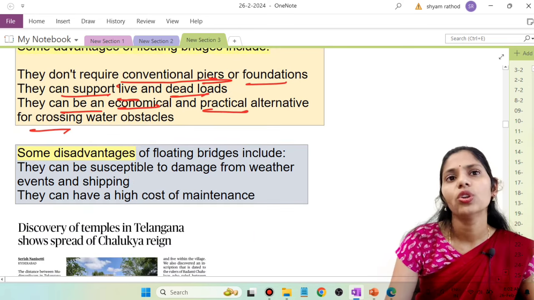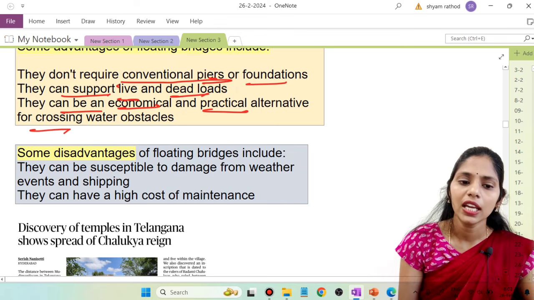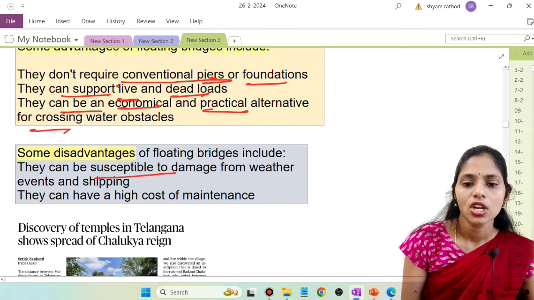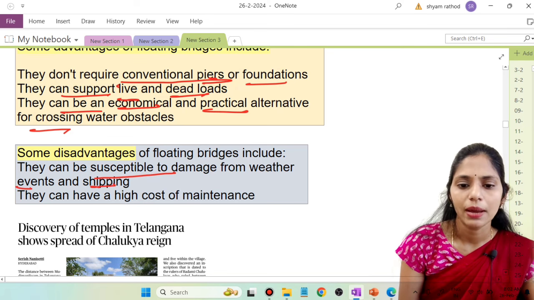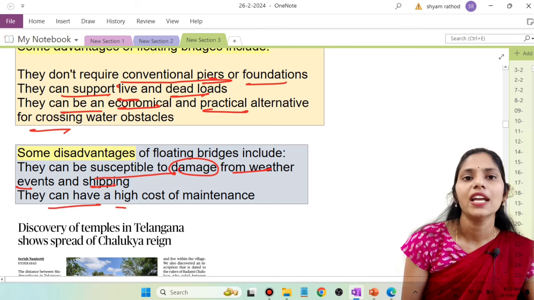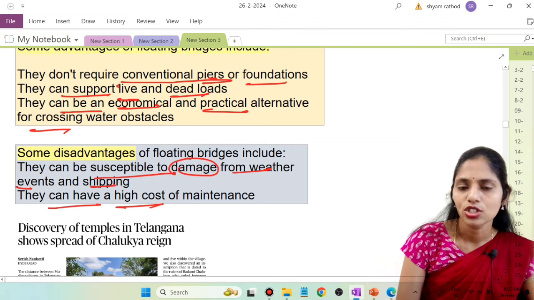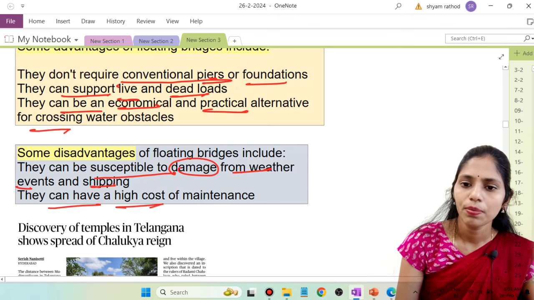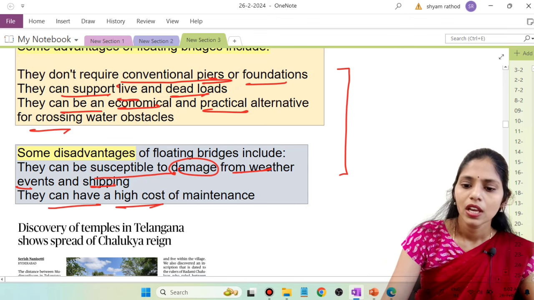And there are also some disadvantages of these floating bridges, like they can be susceptible to damage from weather events as well as shipping, and they have a very high cost of maintenance. So these are some important things that you have to remember from this article point of view.